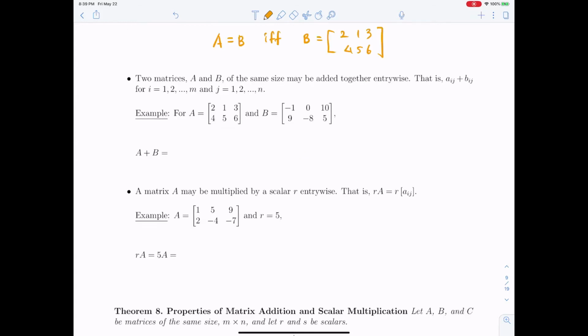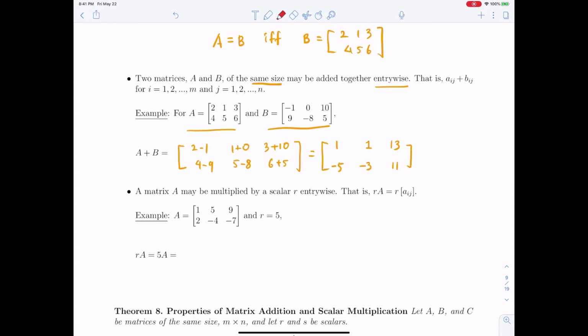If you have two different matrices with the same size, the addition of matrices is just the addition of each entry. For example, if A is given in this way and B is this one, then A plus B should be 2 minus 1, 1 plus 0, 3 plus 10, 4 plus 9, 5 minus 8, 6 plus 5, which will give you 1, 1, 13, 13, negative 3, and 11.